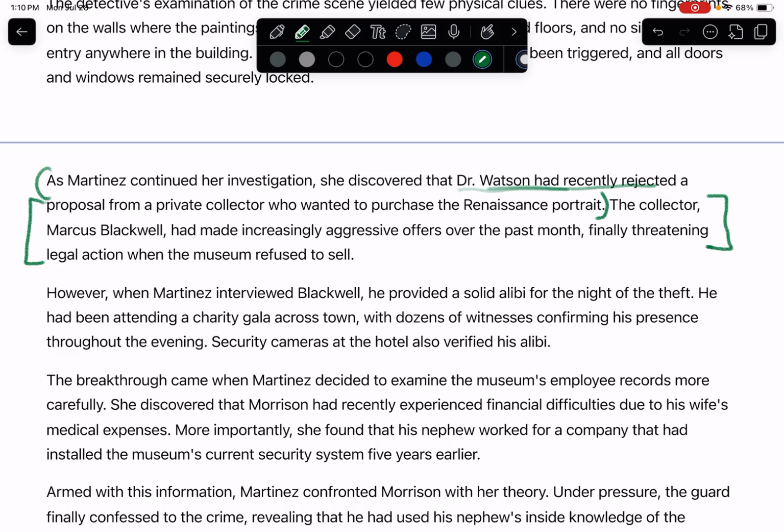I don't know if that's the strongest inference, but let's continue. However, when Martinez interviewed Blackwell, he provided a solid alibi.